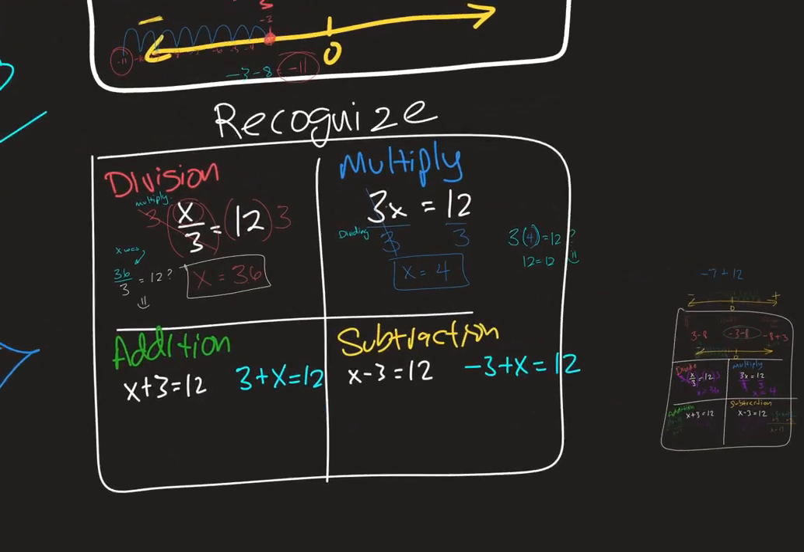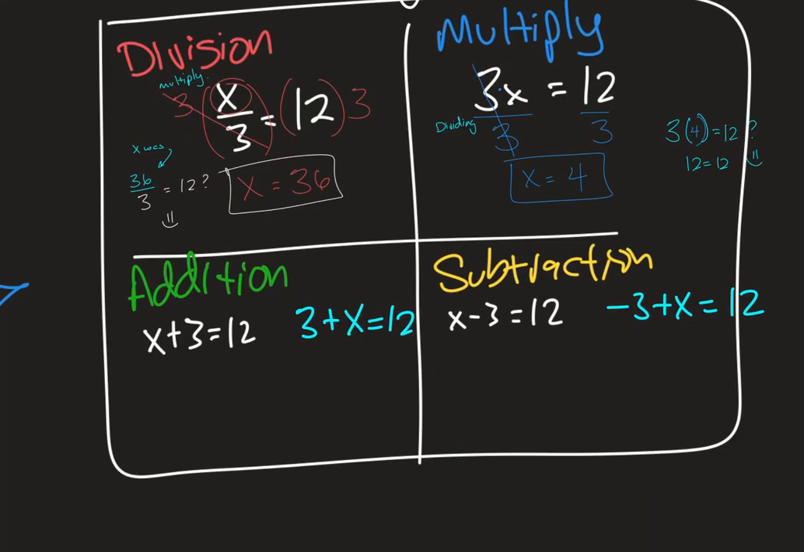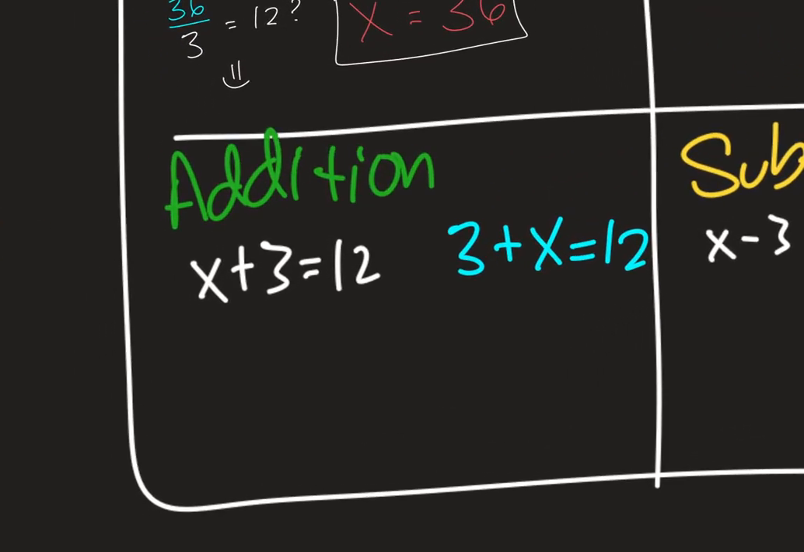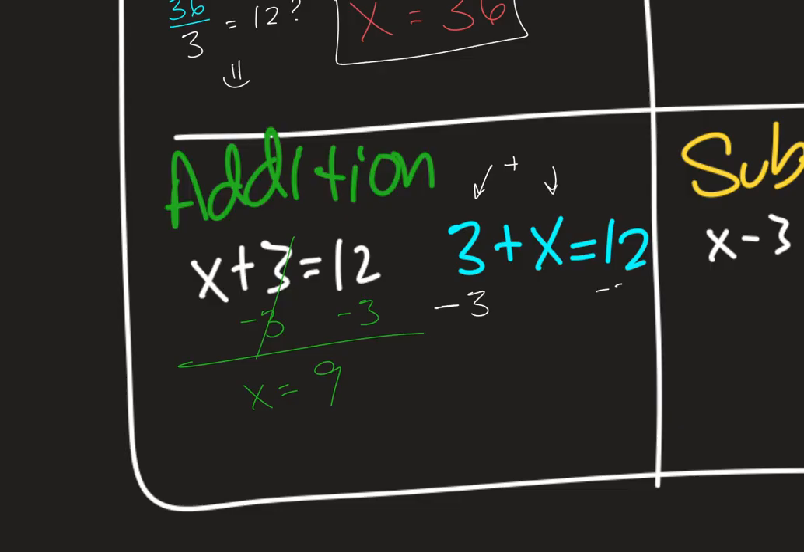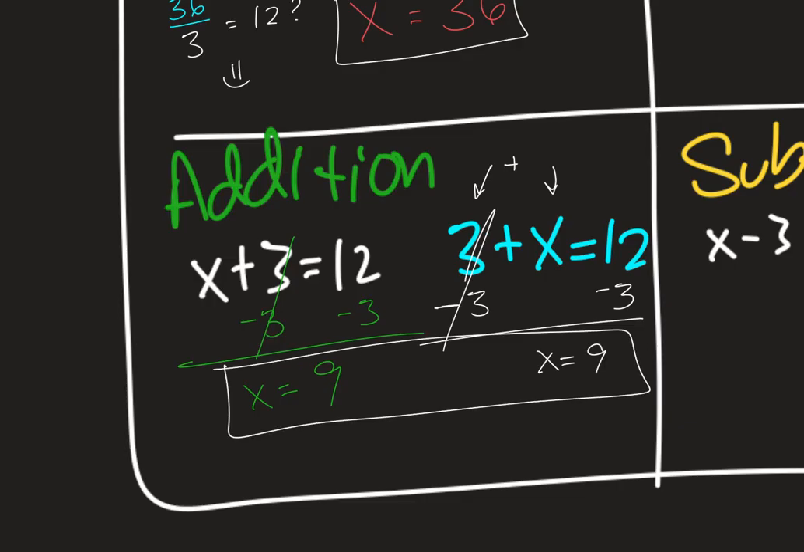So back to this. Addition and subtraction ones. Your job is to notice that, hey, this x is being added by 3. So I'm going to subtract 3 on both sides, and I get x equals 9. And if you're like, but what about the other one? Well, the other one, this 3 right here is adding to this x. So we're still going to subtract by 3, and we get that x equals 9. These are the same, okay? They're the same. Just because it's in a different order doesn't mean that they're different problems, right?